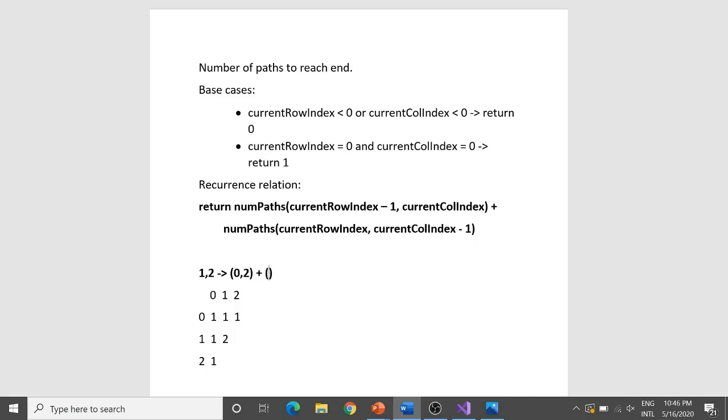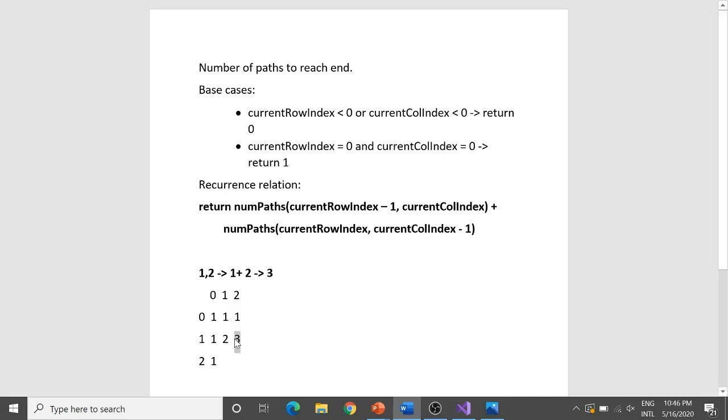And is there a node present to the left of it, such that if I come right from that node, then I can reach 1 comma 2? Yes, there is a node present. And what is that node? That is 1 comma 1. So what is the answer to 0 comma 2? That is 1. This is 0 comma 2, the intersection of this is the subproblem. Now, what is the answer to 1 comma 1? The answer is 2. So the total number of ways is 3. So I have a 3 over here.